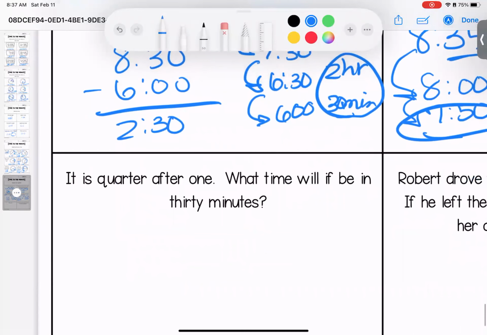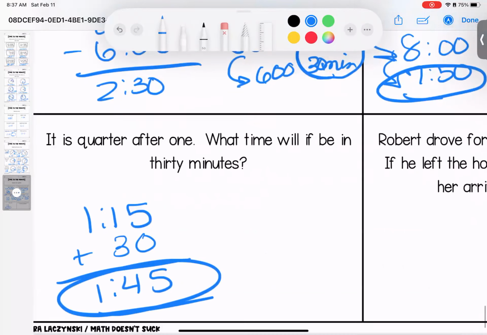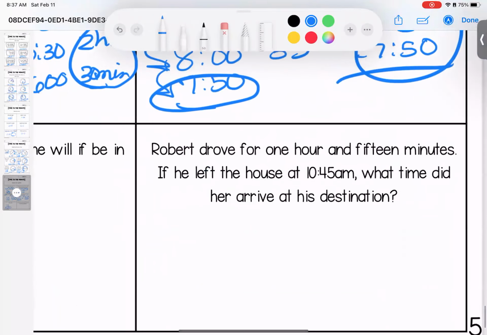It is 1:15. What time will it be in 30 minutes? So I'm going to add 30 minutes to this. And when I do, I have 1:45. It'll be 1:45.